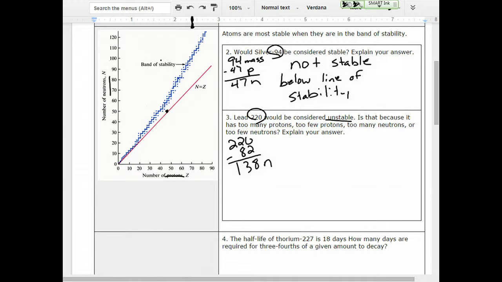So you could say we need to either make this go down to get to the line of stability or over to get to the line of stability. Therefore, I said that this thing has too many neutrons. Or you could have said it has too few protons. Either one of those would work to explain why it was not on the band of stability.